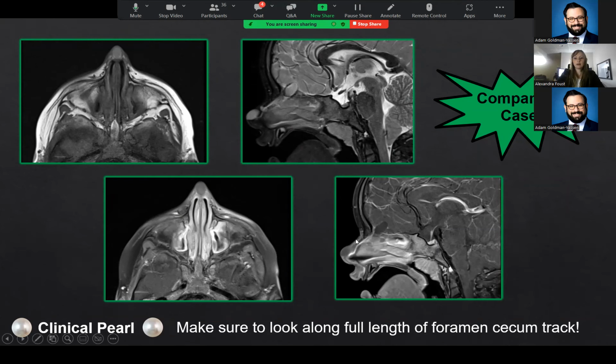But the take home point here is if you suspect a dermoid or dermal sinus and you see something at the tip or along the nasal root, just make sure you look back to where the foramen cecum is. We know this is the pathway that they come from, and we know this is the pathway they can travel along. And we don't want to miss this intracranial piece because then the patient can end up having recurrence or meningitis.